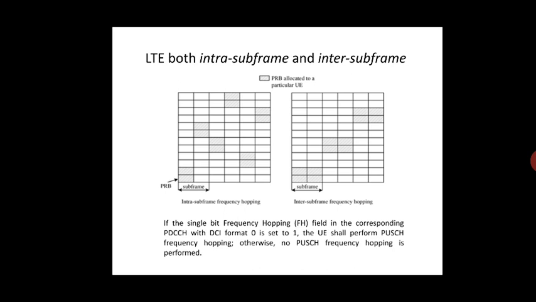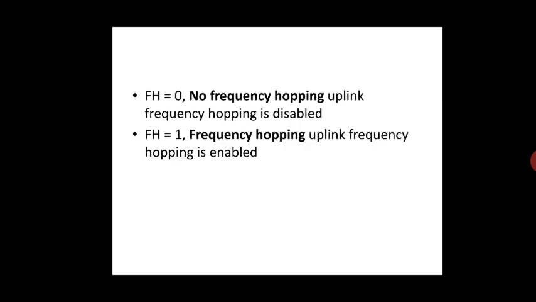Now, the system decides whether to perform frequency hopping based on the single-bit frequency hopping FH field in the corresponding PDCCH with DCI format 0, which is set to 0 or 1. How will it be decided? Look at this: if FH is equal to 0, there is no frequency hopping, that is, uplink frequency hopping is disabled.